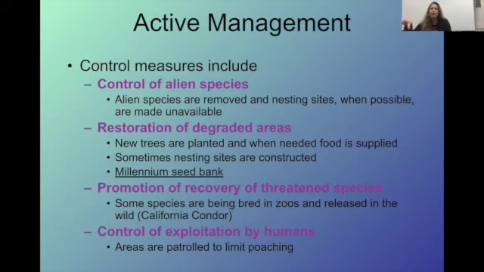Sometimes I'm going to breed animals in the zoo and then release them in the wild, like the California condor. And I'm going to control the exploitation of humans. So we're going to control poaching, we're going to control mining. I'm going to make sure that when you go into any of our regional parks that you don't take your dog that could scare away native species.